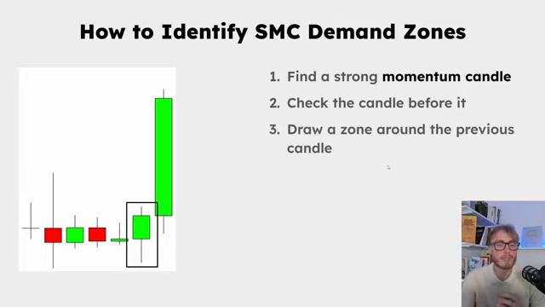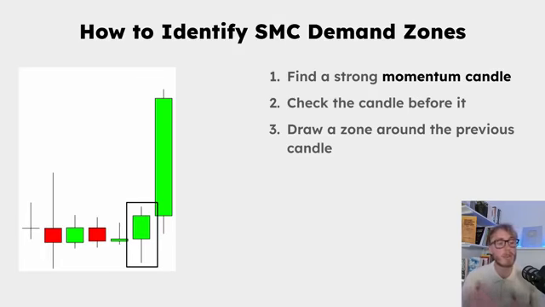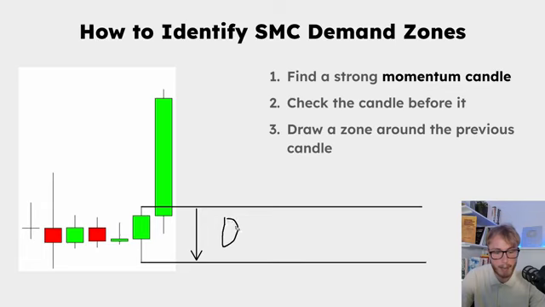Step number 3 is to draw a zone around the previous candle. When it comes to drawing supply and demand zones, traders will always have different strategies and different methods on exactly how to draw these zones. But a straightforward and simple strategy here is to simply draw a zone around the previous candle. So we want to draw a zone from the highest point of the previous candle to the lowest point of the previous candle. The length between these 2 points will be our demand zone.